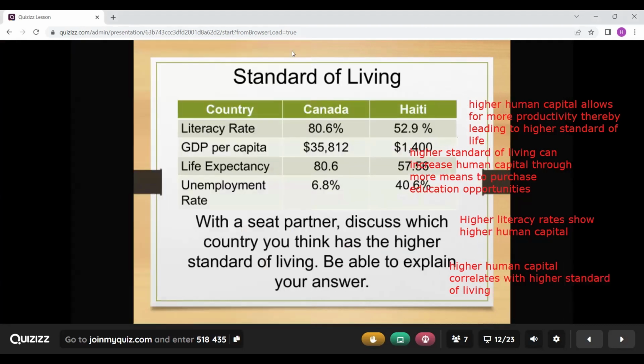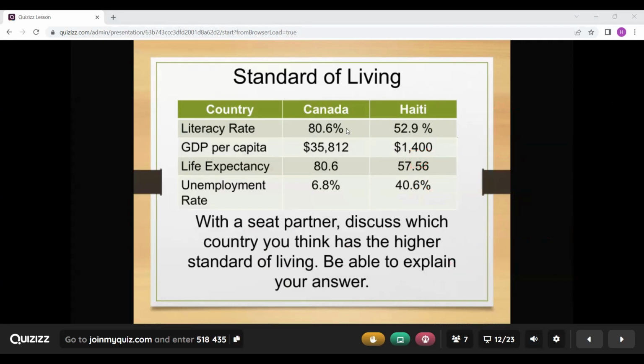So this is a good comparison here. Canada, the literacy rate in Canada is 8.6%. And the GDP per capita is $35,812 in this chart. This is a few years ago. Life expectancy is 80.6, and the unemployment rate is 6.8%. And then Haiti, the literacy rate is 52.9%. The GDP per capita is $1,400. Life expectancy is 57.56, and the unemployment rate is 40.6%.